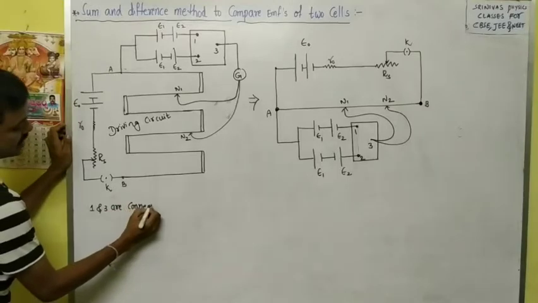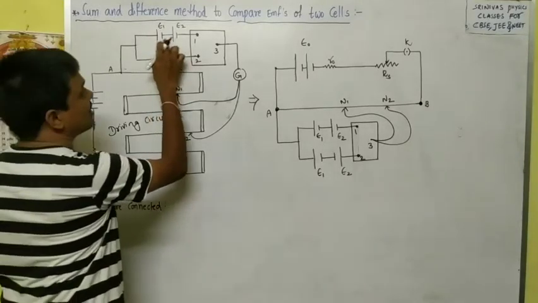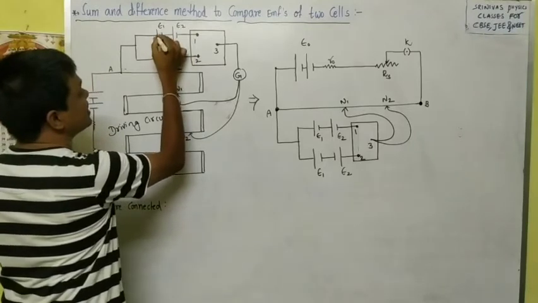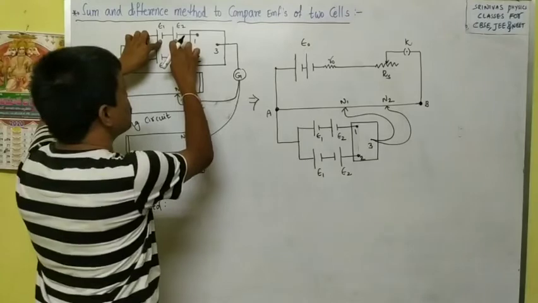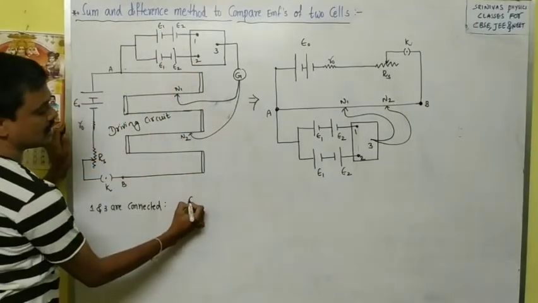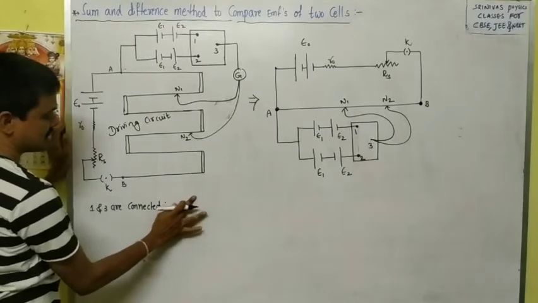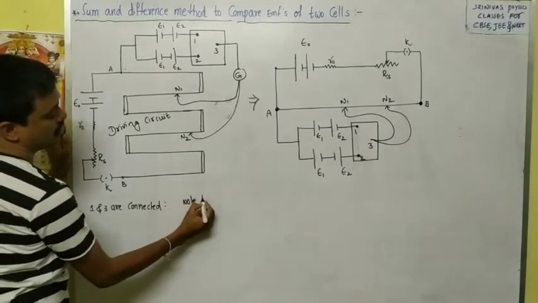When 1 and 3 are connected, then what happens? Then what is the total cell? E1 and E2 are connected in series, right? Previously only one cell was there, now two cells are there. Then the total EMF is E1 plus E2, right? Note the balancing length as L1.